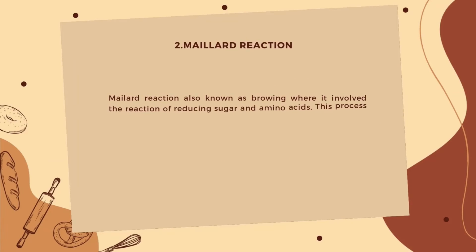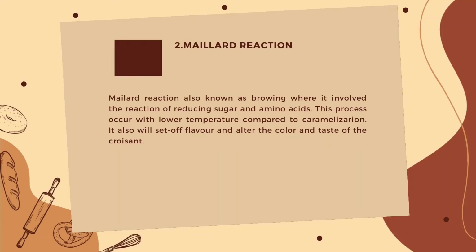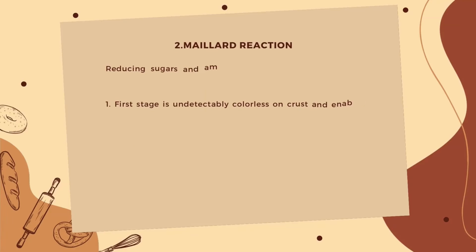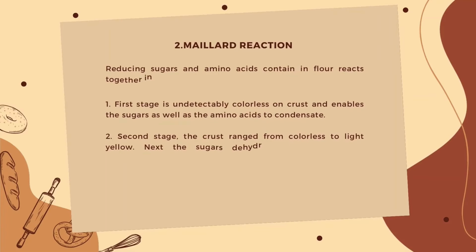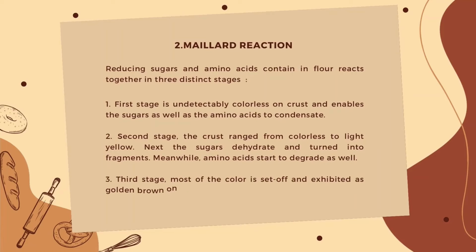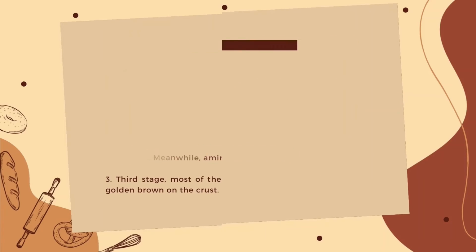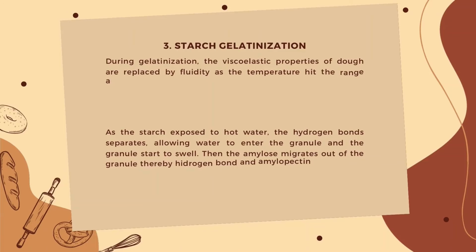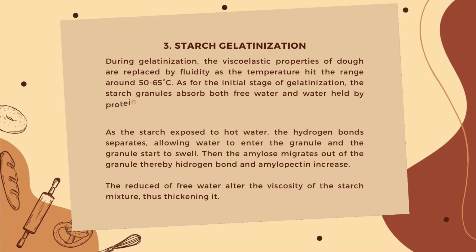The Maillard reaction is known as browning. It involves reducing sugars and amino acids. The reaction of both of them consists of 3 stages. Next, during gelatinization, the viscoelastic properties of dough are altered with fluidity as the temperature hits the range of 50 to 65 degrees Celsius.